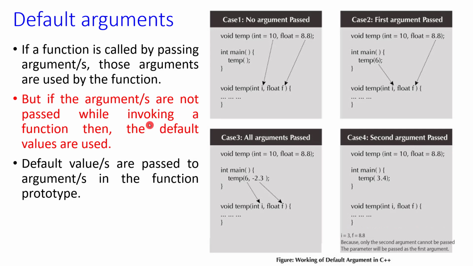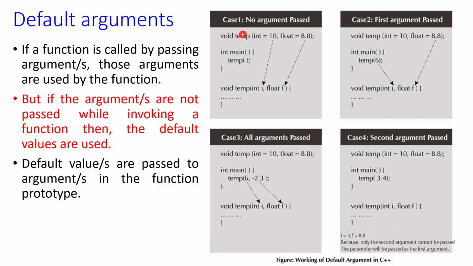There are three cases of default arguments. Case one, no argument passed. If a function is called by passing arguments, those arguments are used by the function. Generally, the function call passes the arguments to the formal parameters. But if the arguments are not passed while invoking a function, then the default values are used. Default values are passed to the arguments in the function prototype. We'll see some examples to make it clear.